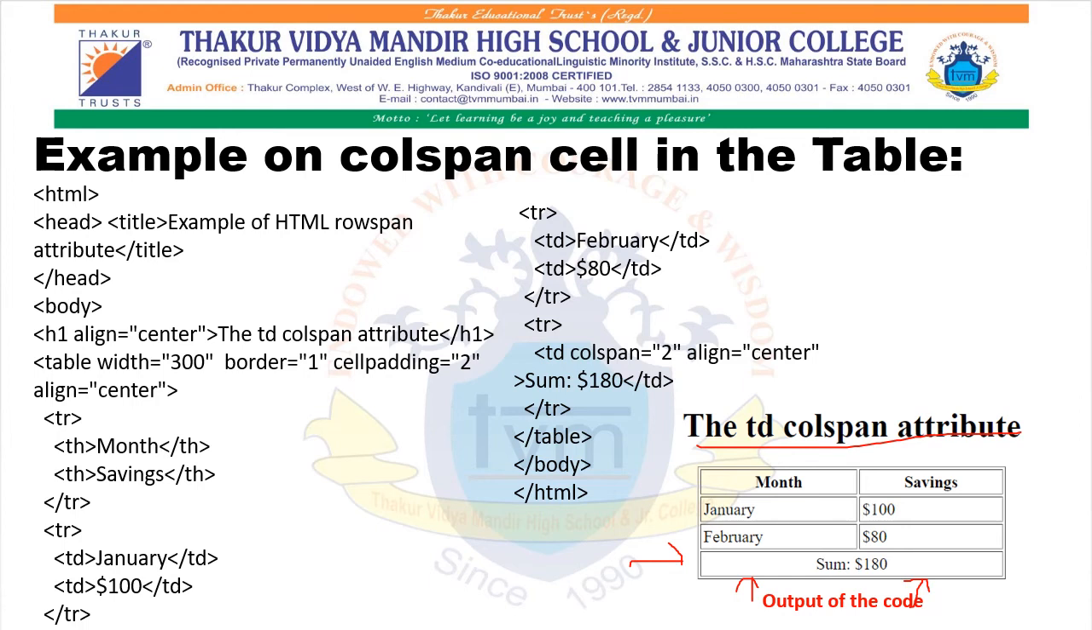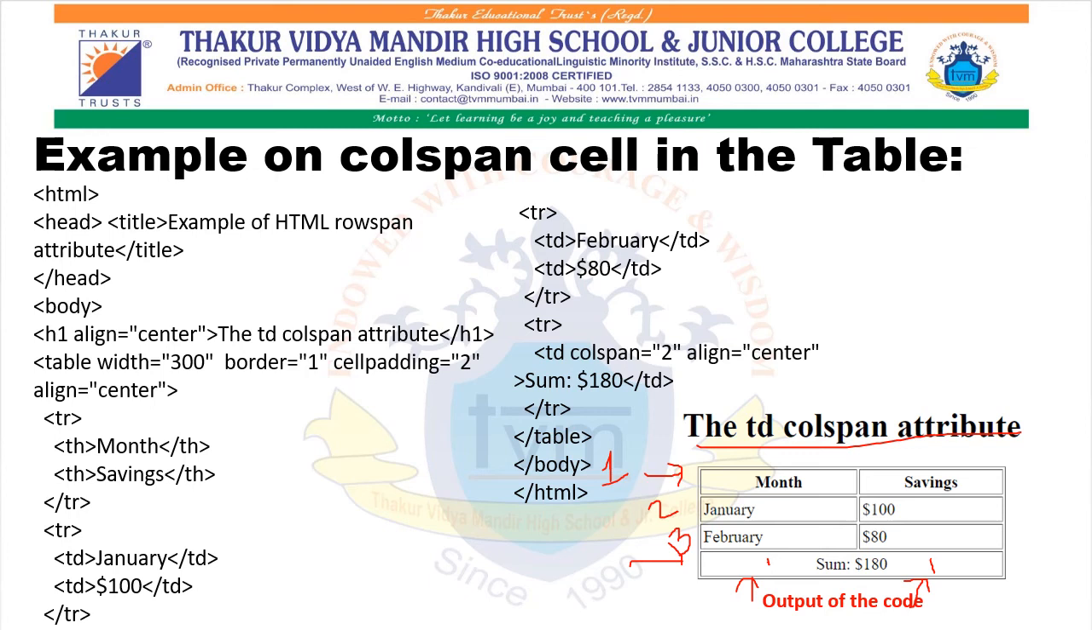So how can we do that? Let's see here. Now you can see this program is the same, just there are two table headings, one is month and the second is saving. Now the values are mentioned in the next row. In the second row I am using January and $100 here. Then in the third row I am using February and $80 saving. Now in the next row I am going to write the sum. I want to find the sum of my total saving.